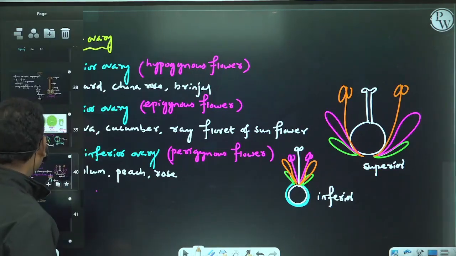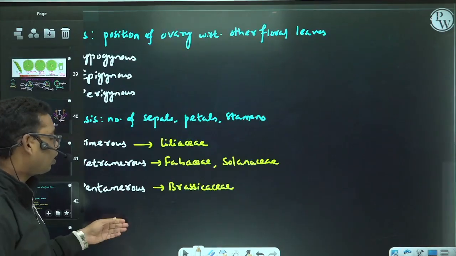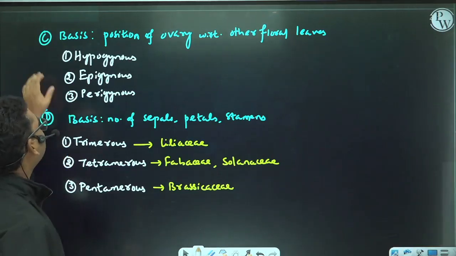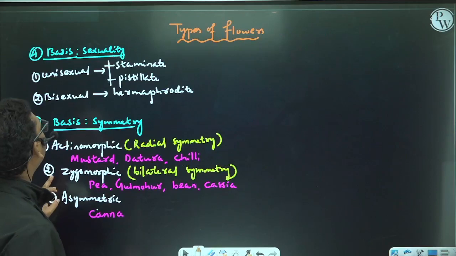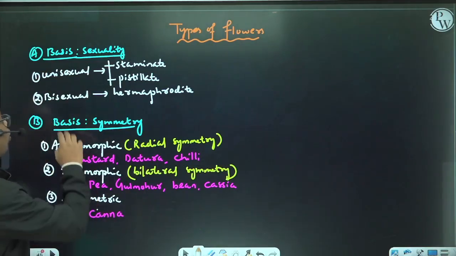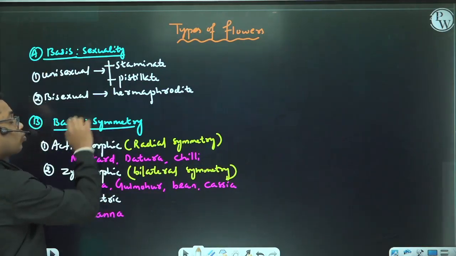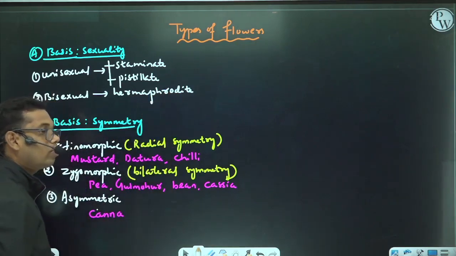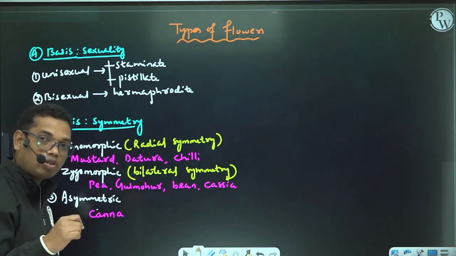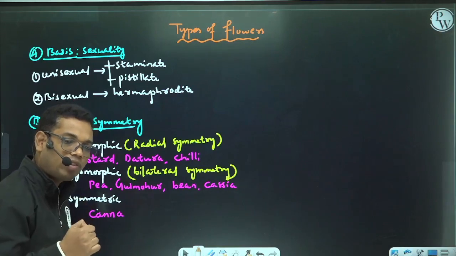Now let us try to understand the types of flowers. How can we classify flowers? We can use different criteria to classify flowers. One is on the basis of sexuality. If both sex organs, that is stamen and carpel, are present in a flower, it is called bisexual, and such flowers are also called hermaphrodite flowers. In some cases either the male sex organ or the female sex organ will be present. Accordingly, we can classify them as male flower or female flower.